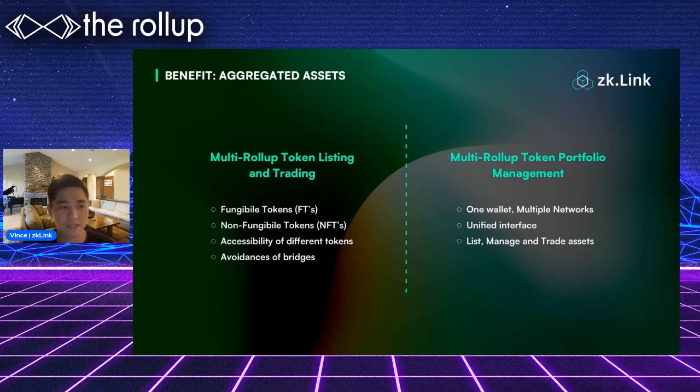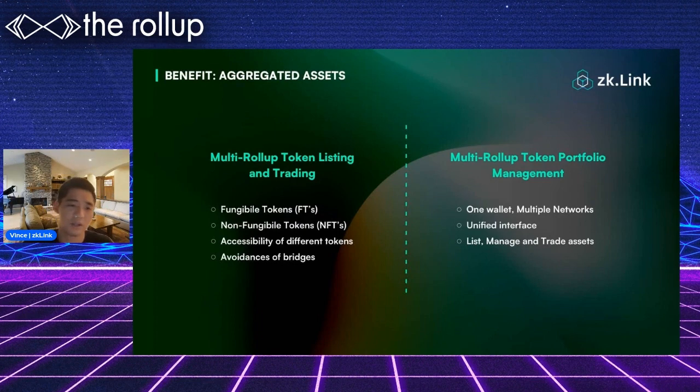But with the zkLink's unified layer 3, developers will be able to list the token across multiple rollups and enable the trading of these native assets. There's no wrapping process of these tokens, as these tokens are locked in a smart contract and then mapped to the layer 3 platform through the zero-knowledge proof zk-Rollup system. This is not only for fungible tokens, but also for non-fungible tokens, NFTs. And this will unlock more abundant trading opportunities for the users on DEXs.